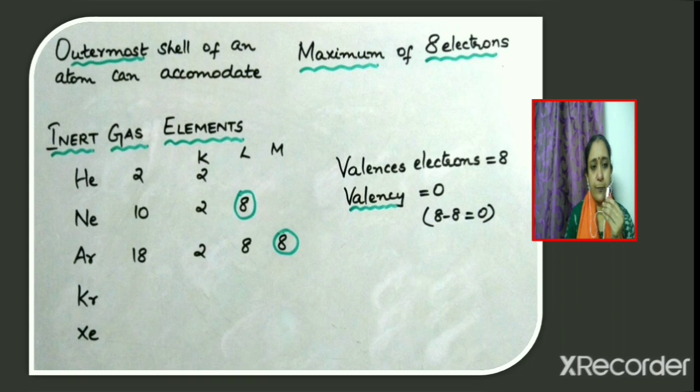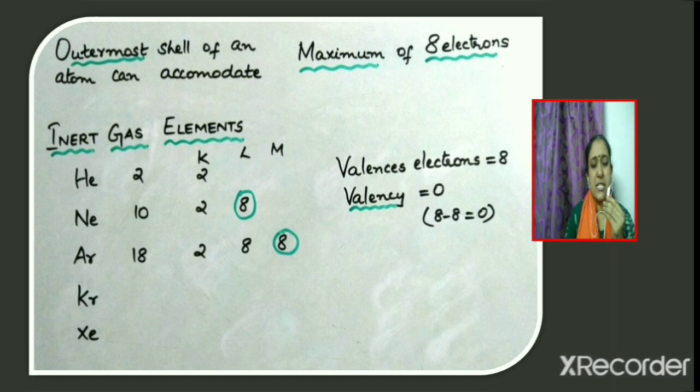What about helium? Helium has 2 electrons in its K shell. The K shell is therefore completely filled. So this is the reason why helium is also regarded as an inert gas element. Now in inert gas elements except helium, the number of valence electrons present is equal to 8. We know that the combining capacity of these elements is taken as 0. The combining capacity is also known as valency. So in the case of inert gas elements, valency is equal to 0.